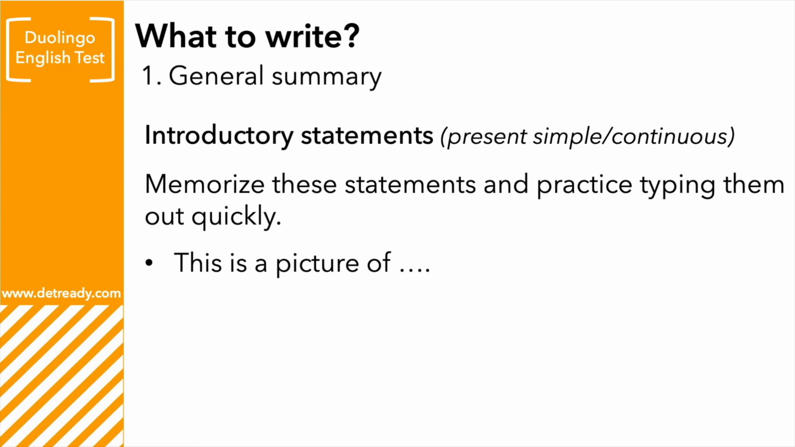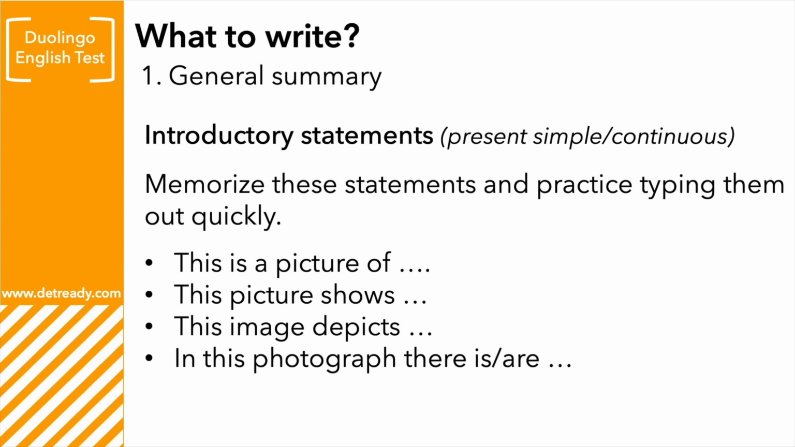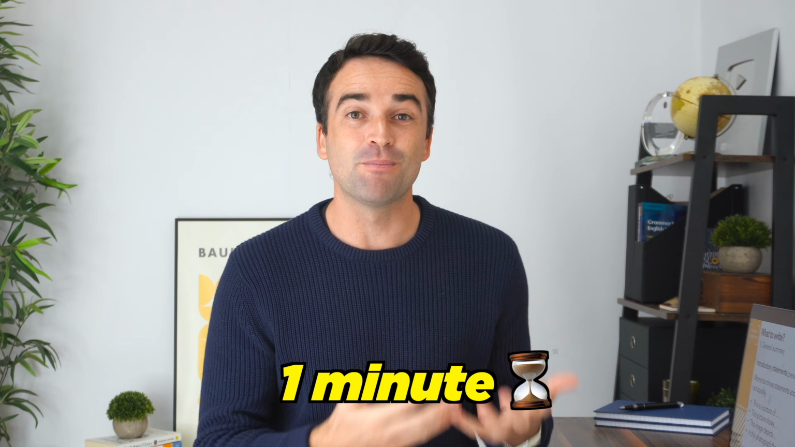You can say, this is a picture of, this picture shows, this image depicts, in this photograph there is, or there are. I highly recommend that you memorize these statements and you practice typing them quickly. Remember, you only have 1 minute to do this question type, so if you practice typing these statements out quickly, then when you take your real Duolingo test, you can do it and save some valuable seconds.